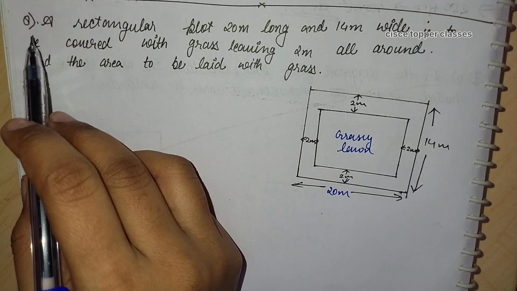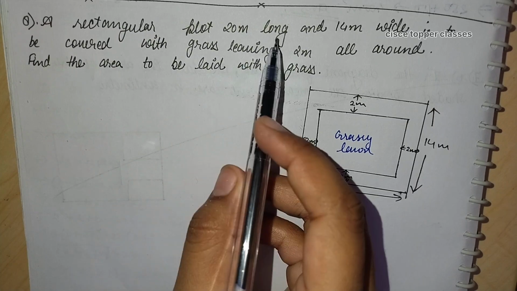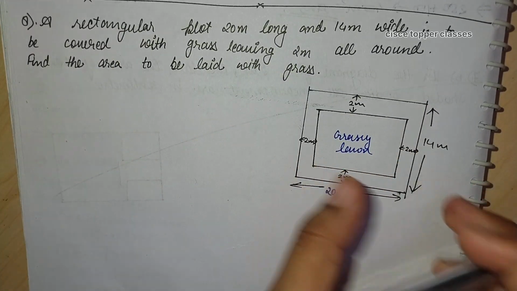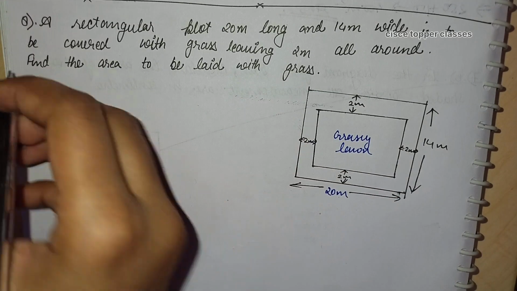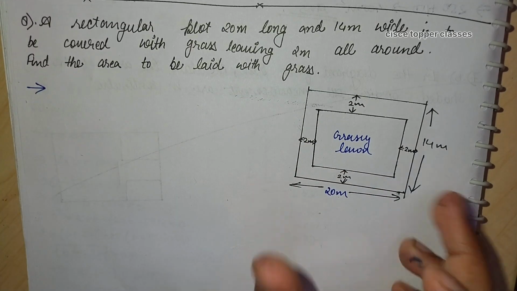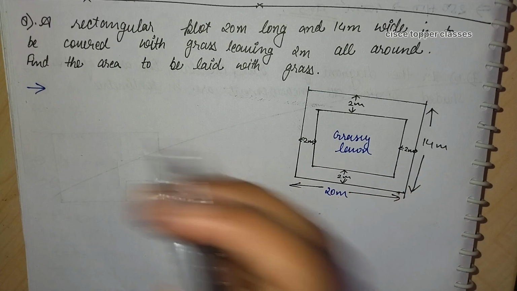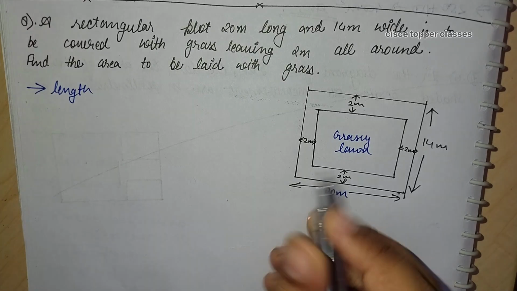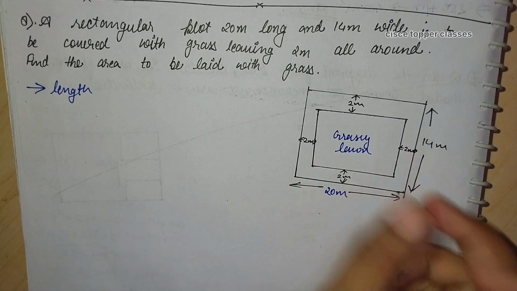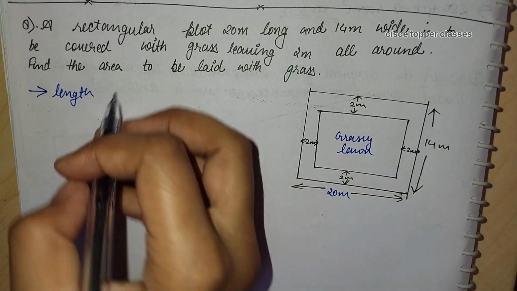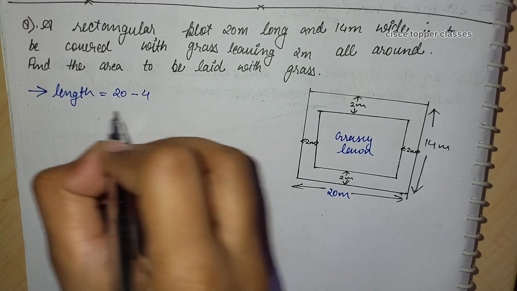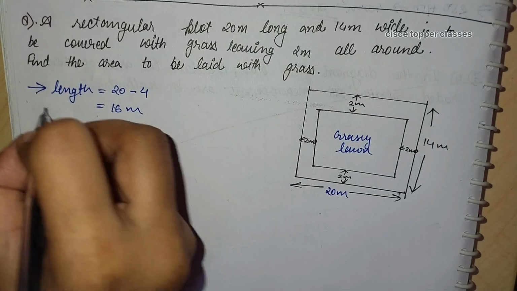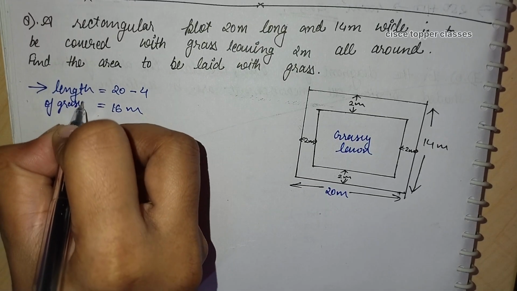Now let us solve here 8th question. A rectangular plot 20 meter long and 14 meter wide is to be covered with grass leaving 2 meter all around. Find the area to be laid with grass. So here we can simply write, we have to find the area of the grassy lawn. Means the length of the grassy lawn we can write as, because here also 2 will be subtracted and here also 2 will be subtracted from this side in the length. So it will be 20 minus 4 means 16 meter, length of grassy lawn here.